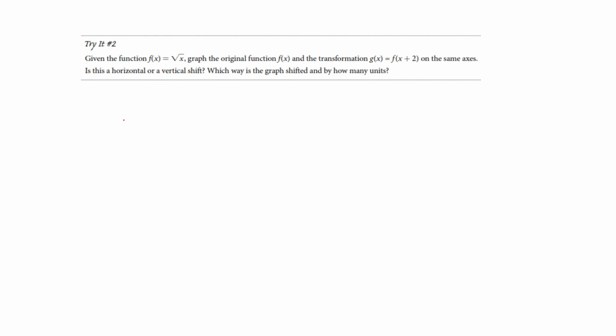Okay, so here's the kind of question I like here. We've got the square root of x, and we're adding 2 to the x value. That's what this is saying. We're adding 2 to it. So our new function is going to move 2 spots to the left. So a horizontal shift to the left.